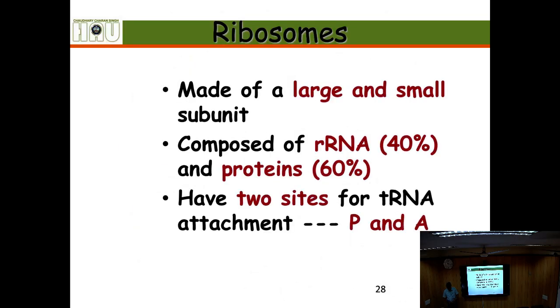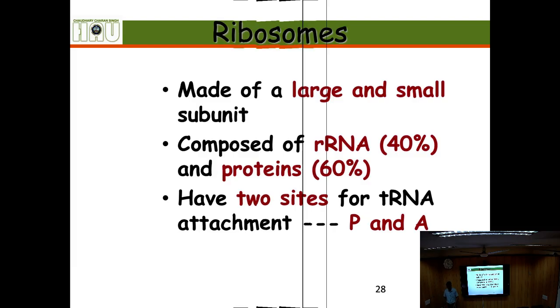One more thing before this: as we all know, protein synthesis happens in the ribosome. So the ribosome is an important entity. Ribosomes have two units, large and small, and are composed of about 40% rRNA and 60% protein. They have two sites for tRNA attachment, the P site and the A site, and one more site, the E site, called the exit site.